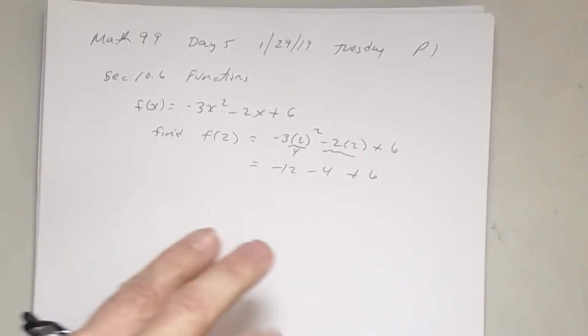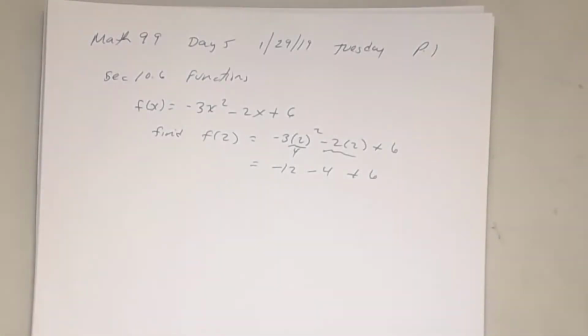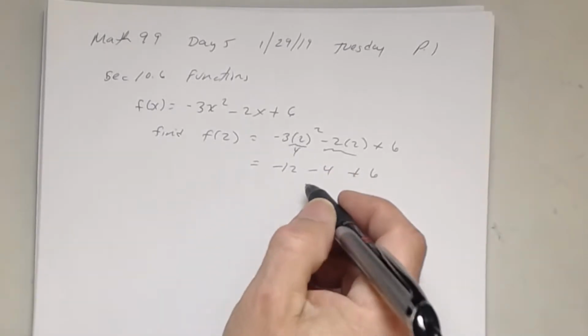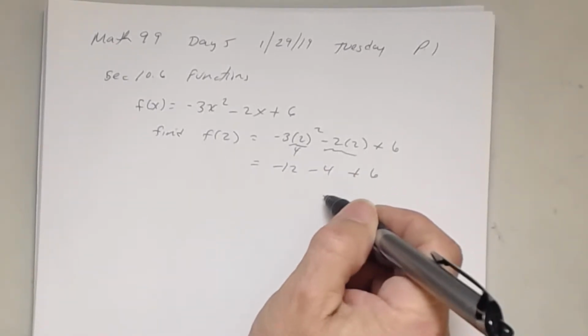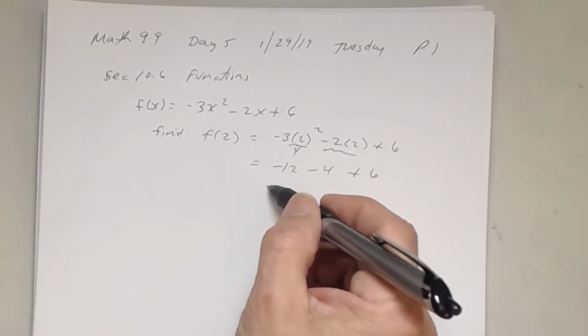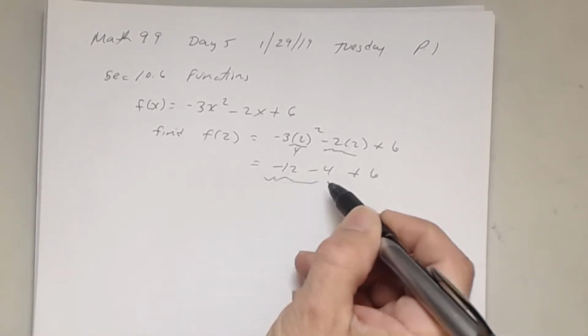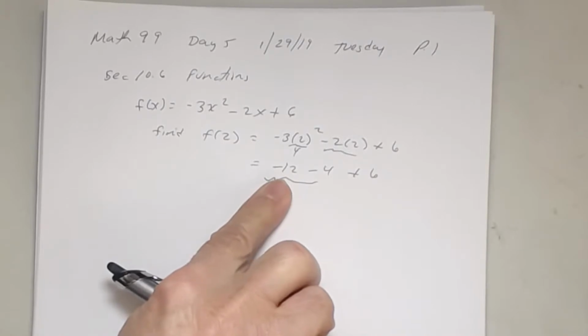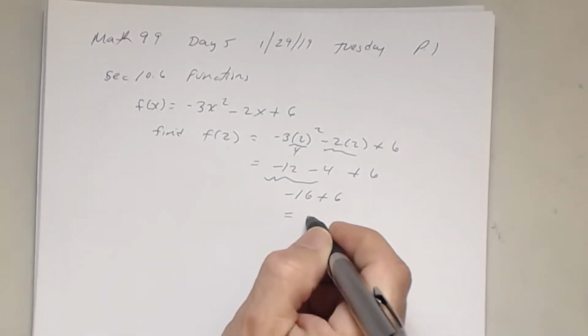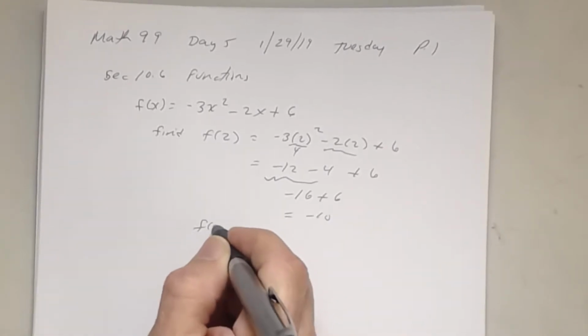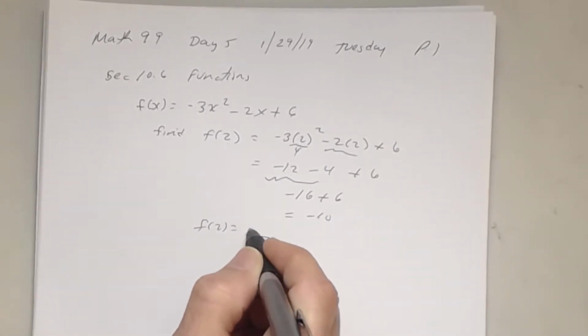All right. Now, do addition and subtraction from left to right. A mistake people make is they want to say 4 plus 6. 4 plus 6 is 10, and that's not correct. So do it from left to right. What's negative 4 and negative 12? Negative 16. And what's negative 16 plus 6? Negative 10. So f of 2 equals blank, you'll put what?